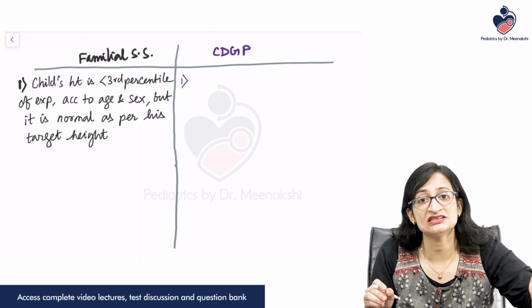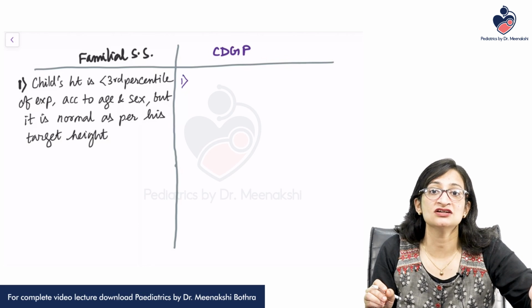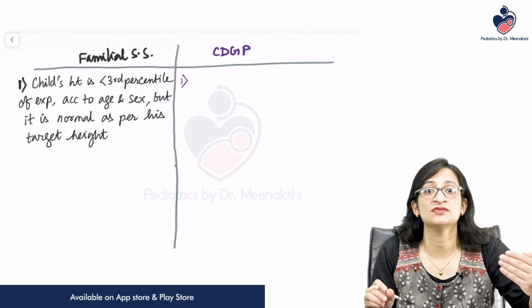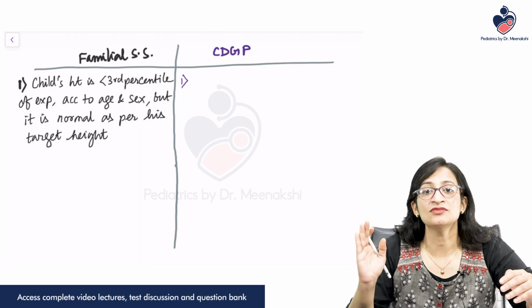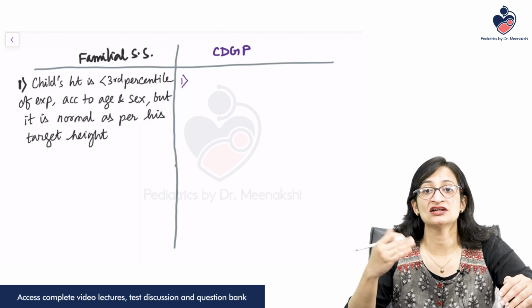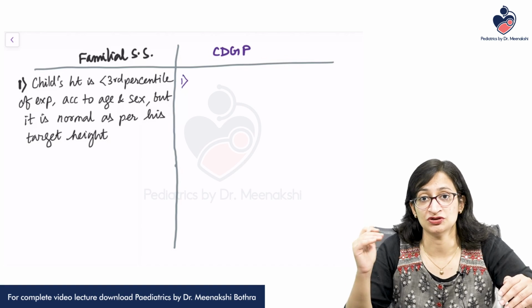So, if at 6 years of age you look at the height of the child, it will be that of a 4-year-old. At 8 years of age, it will be that of a 6-year-old. At 10 years of age, it will be that of an 8-year-old child. So, there is a delay. But the ultimate final height attained is going to be normal. So that is CDGP. There is a constitutional delay in growth and puberty.